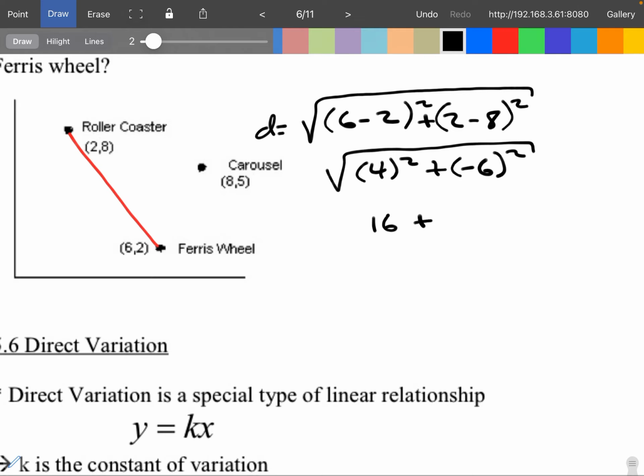So 6 minus 2, that's 4. So we got 4 squared. 2 minus 8, that's negative 6 squared. And then take the square root. And then 4 squared, that's 16. Plus, what's negative 6 squared? Yes, it's not negative. And it's not negative 6 times 2, okay? It's negative 6 squared. That means negative 6 times negative 6.